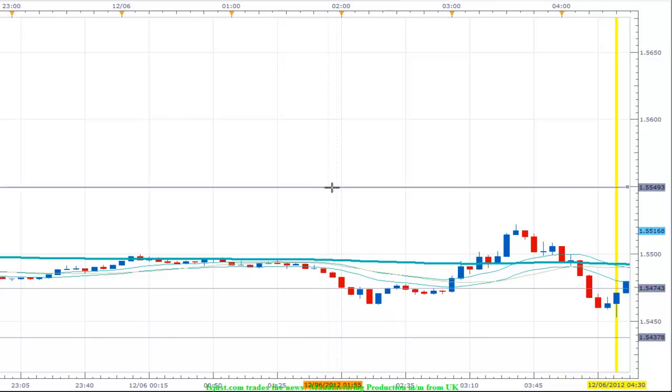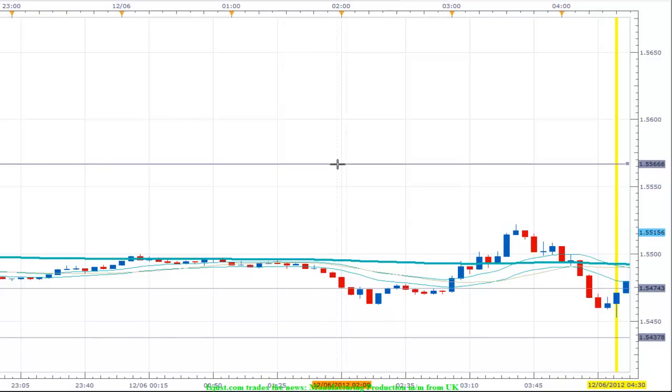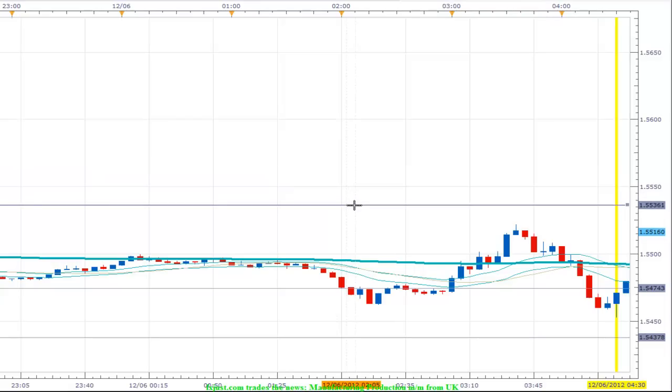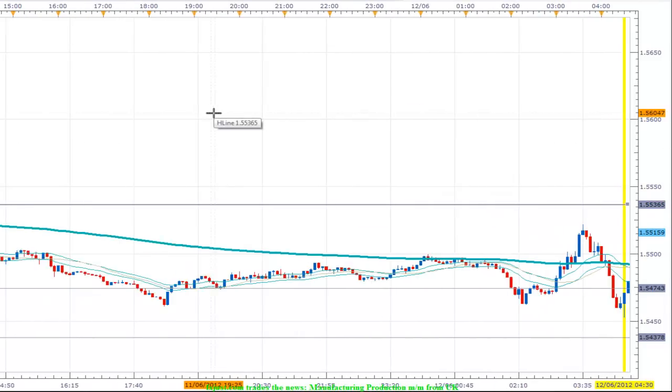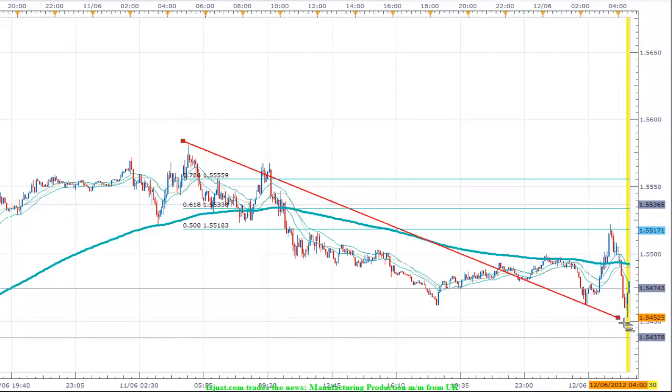And I had my target as 60 pips. Now, my target was based on the 78.6 fib retracement level. I'll show that to you in a bit. But around here is where my target was based. Okay, and my target was based on this retracement line.